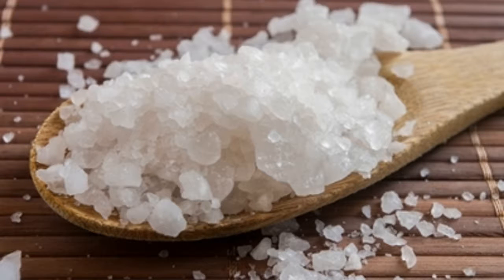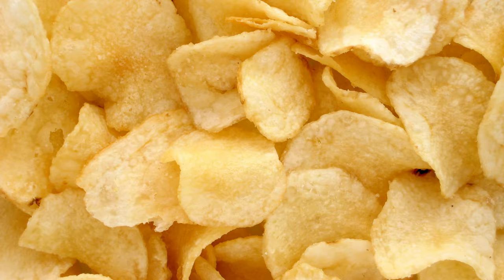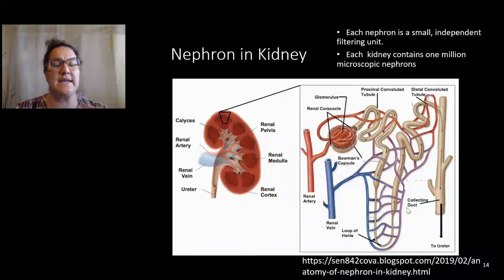The nephron in the kidney helps remove excess salt from our blood, even when we eat a little bit too much of it. Today's lesson, we're going to take an in-depth look at the nephron, the functional unit of the kidney.